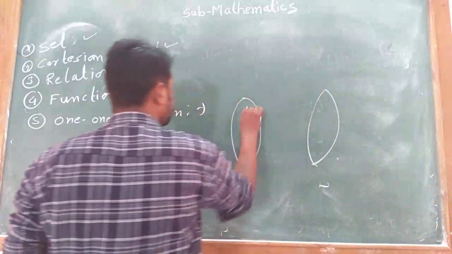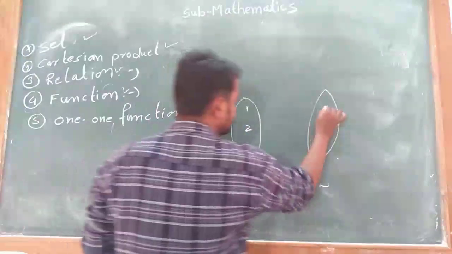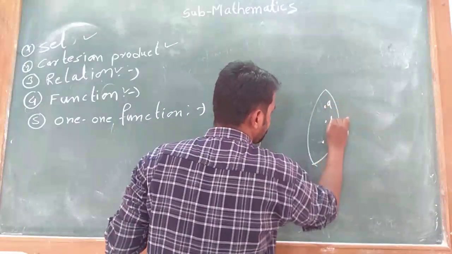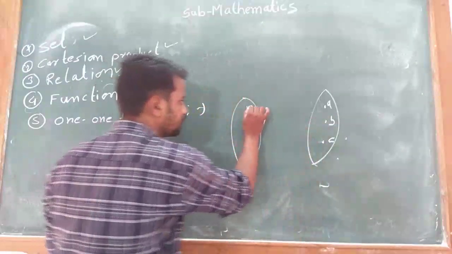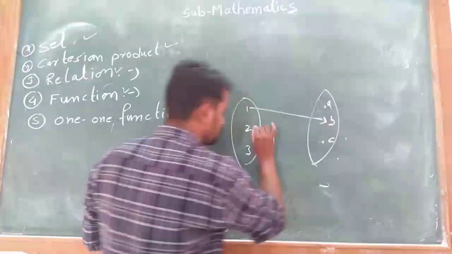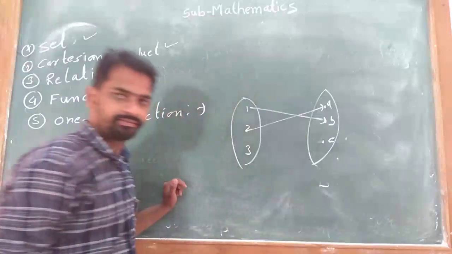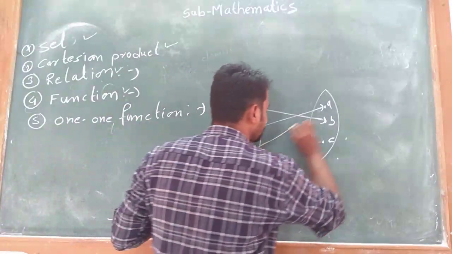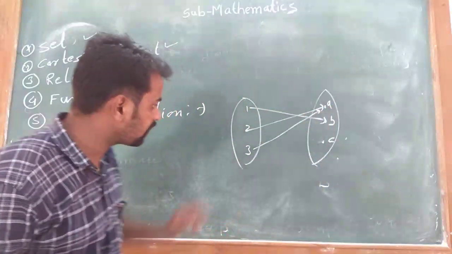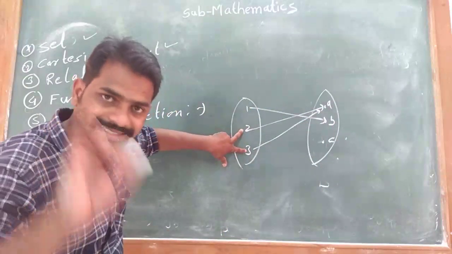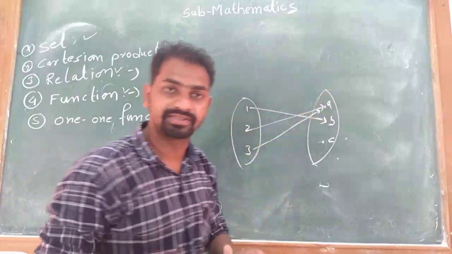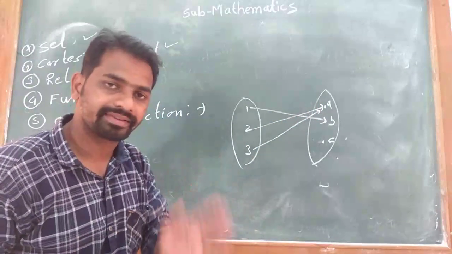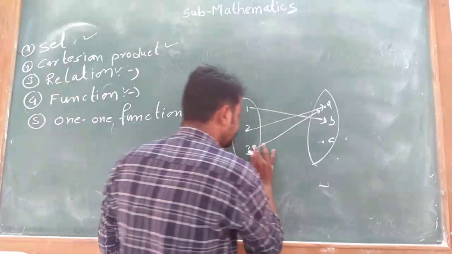So we get 1, 2 and 3, and here we get A, B and C. If 1 goes to B, 2 goes to A, and if 3 goes to A, then this is not one-one, because here 2 and 3 are distinct elements but the image is the same. So if distinct elements have distinct images, then it is one-one.